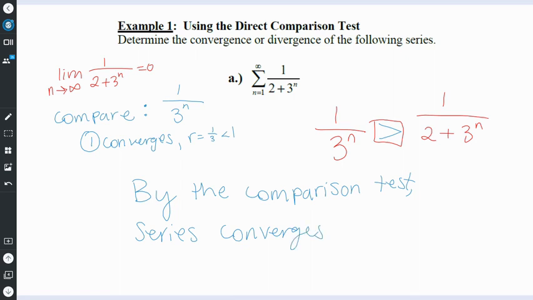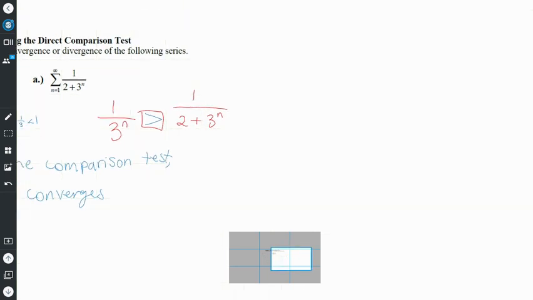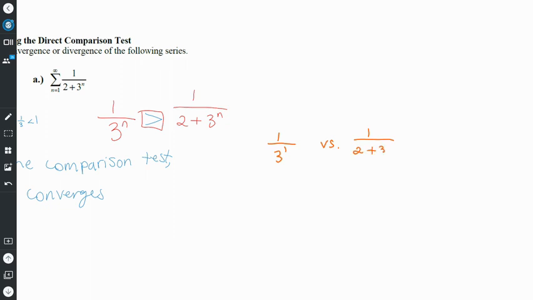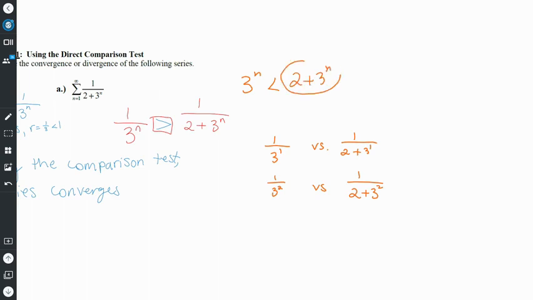Let's try it. Let's start by plugging in 1, right? So if I plug in 1, versus 1 over 2 plus 3 to the 1. And then what if I plug in 2? Do you see how it's going to get smaller and smaller for the series here? You can also say that 3^n grows less than 2 plus 3^n. So if this is in the denominator, then it's going to create a smaller number, right?